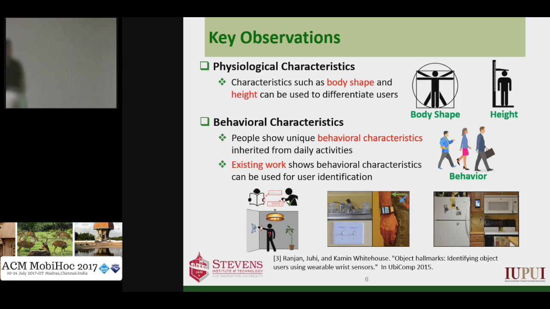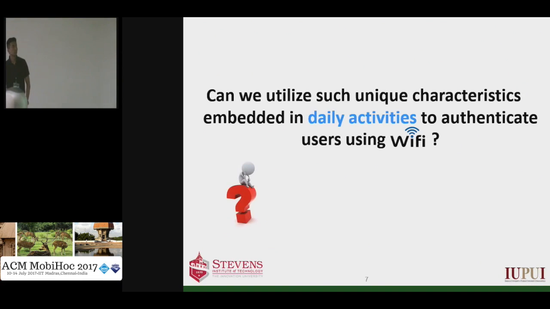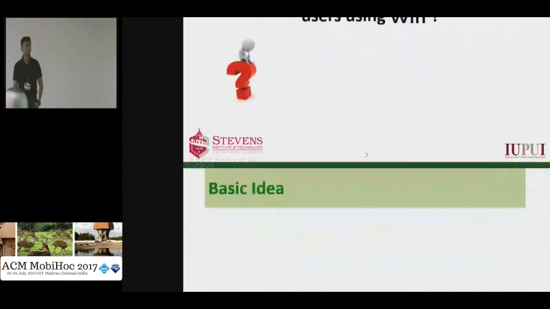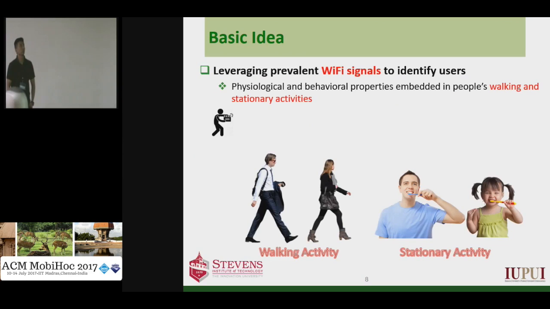So in this work, we want to use both physiological characteristics and behavior characteristics to do user authentication. This is the question: can we utilize such unique characteristics embedded in daily activities to do user identification using Wi-Fi signals? That is what we want to do. The basic idea is to use prevalent Wi-Fi signals to extract such unique physiological and behavior properties embedded in people's daily activities to do the authentication.